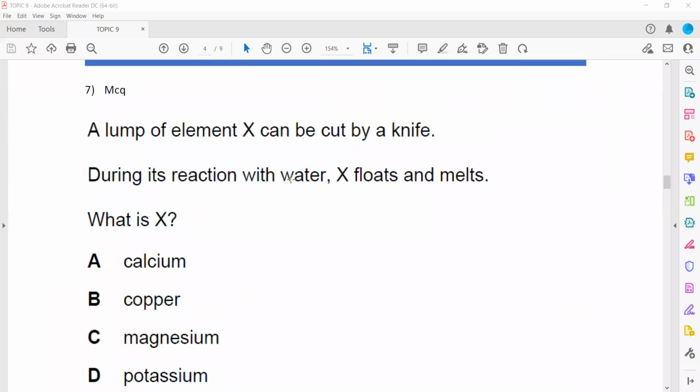Question 7, a lump of an element can be cut by a knife. So you have to identify the element from its characteristics. Which element can be cut by a knife? That is a group 1 element. Group 1 elements are so soft that by using a knife, we can cut them. During their reaction with water, they float and melt.